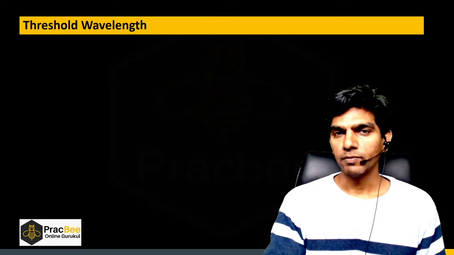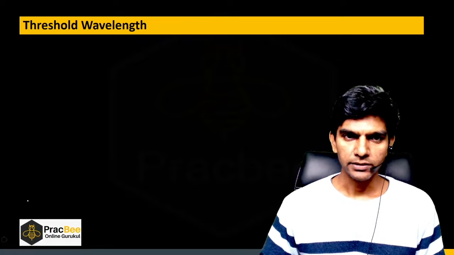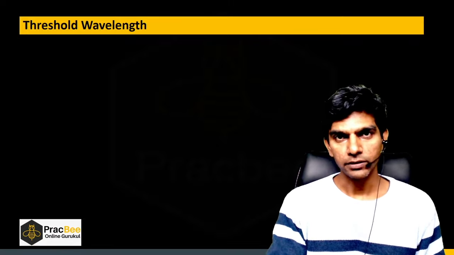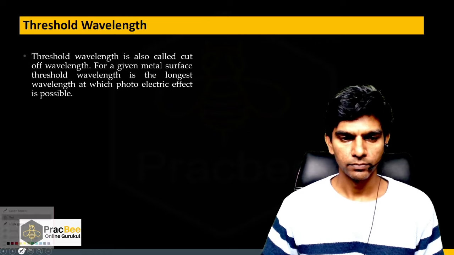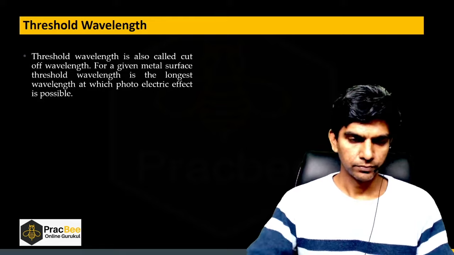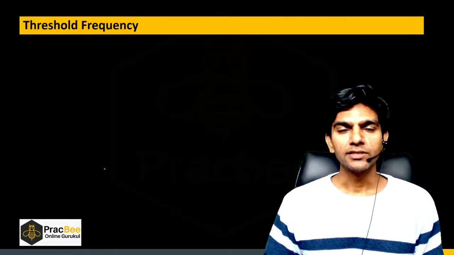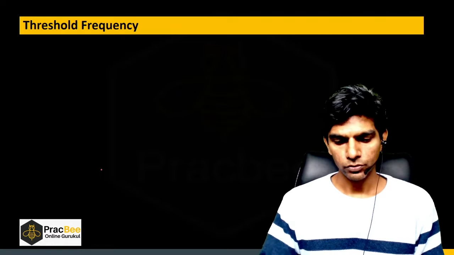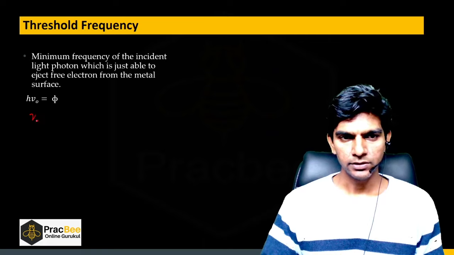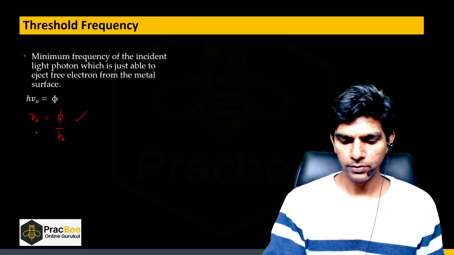Threshold frequency is the minimum frequency required to carry out the photoelectric emission, and we can find it if the work function is given to us. It is phi upon h. So we have to remember this formula.